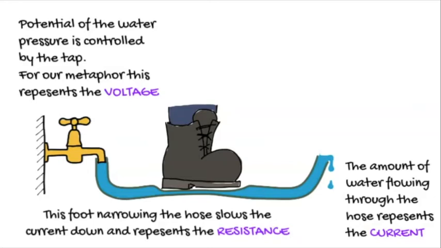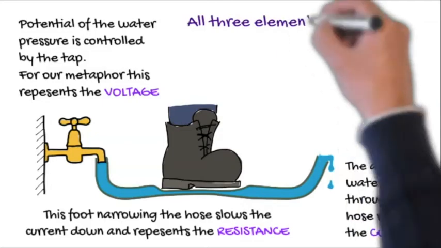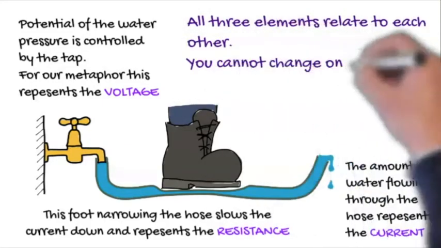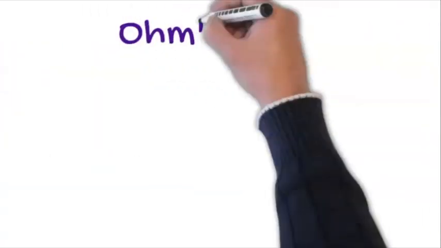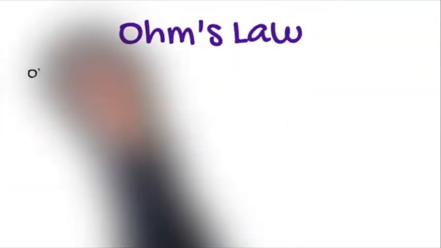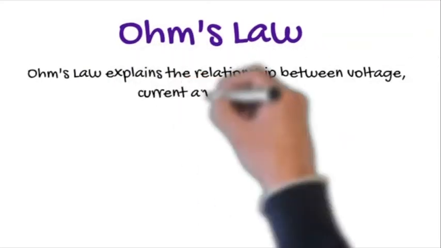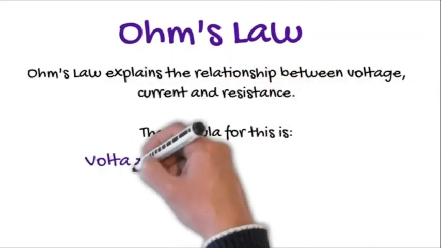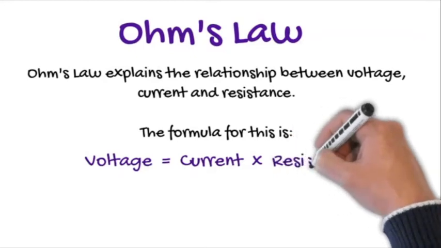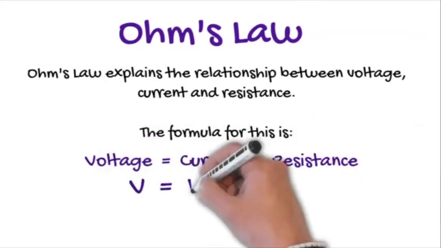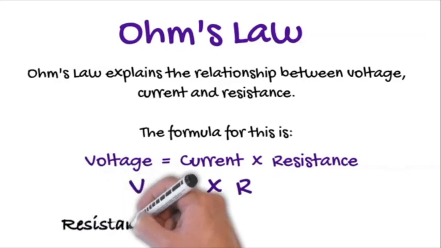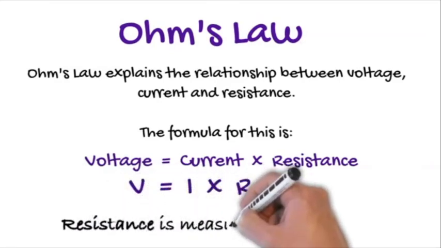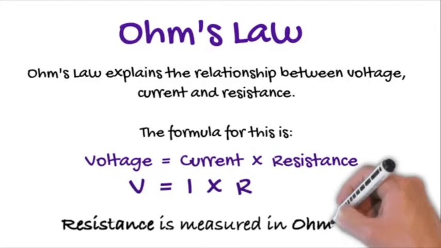So current, voltage, and resistance all relate to one another. If one changes, it will have an impact on the other two. So Ohm's law explains this relationship between voltage, current, and resistance. And the formula for Ohm's law is voltage equals current times resistance, with V standing for voltage, I for current, and R for resistance. Ohms is also the unit we use to measure the amount of resistance a material has.